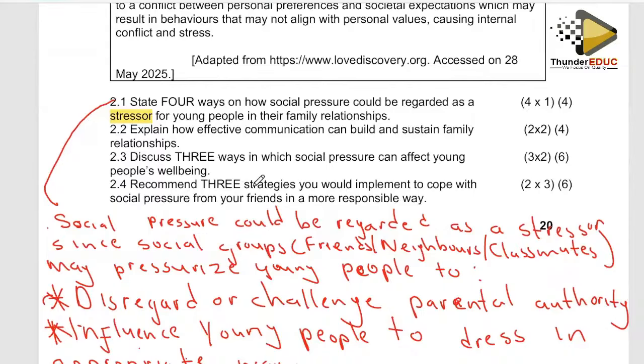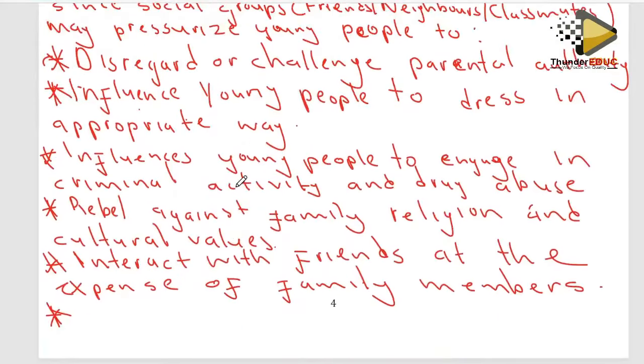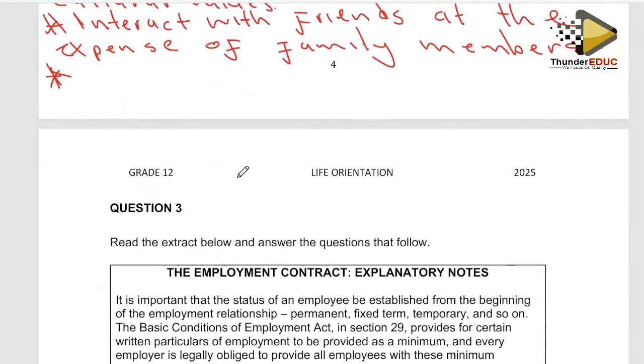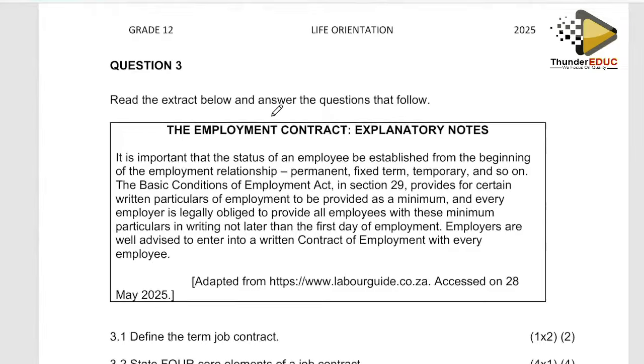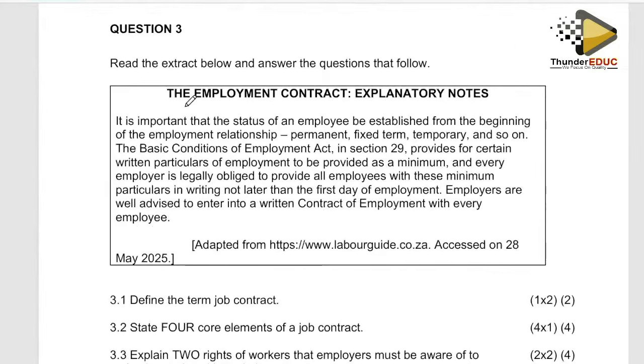Now, this brings us to the end of question 2. We need to move to question 3. Question 3 requires us to read the extract which is provided, then we answer the questions that follow. It talks about the employment contract explanatory notes.